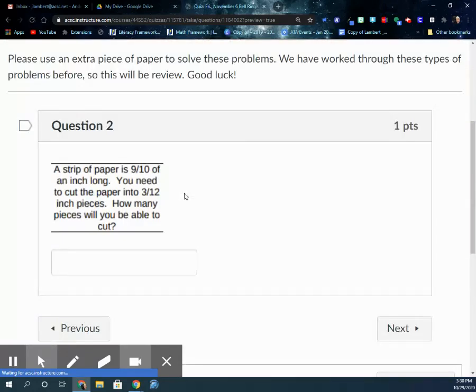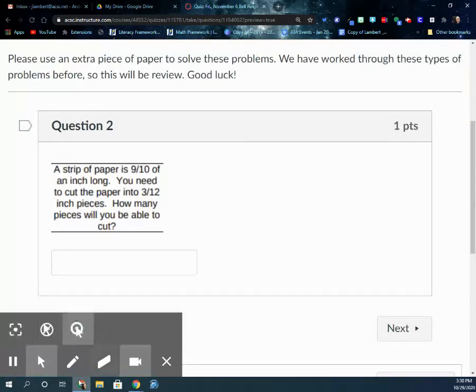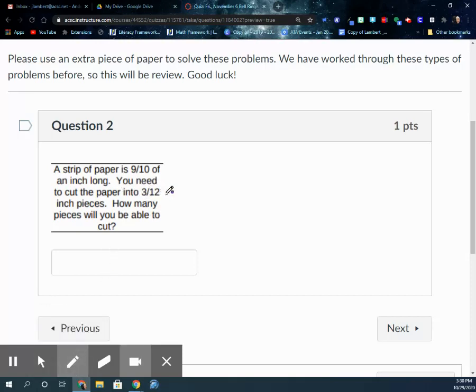All right, question 2. It says a strip of paper is 9/10 of an inch long. You need to cut the paper into 3/12 inch pieces. How many pieces will you be able to cut? So ladies and gents, this is an of. So I'm breaking my strip of paper, which is 9/10 of an inch long. That's what I'm starting with, or my dividend, and I'm dividing it into my divisor, pieces that are 3/12 of an inch long.